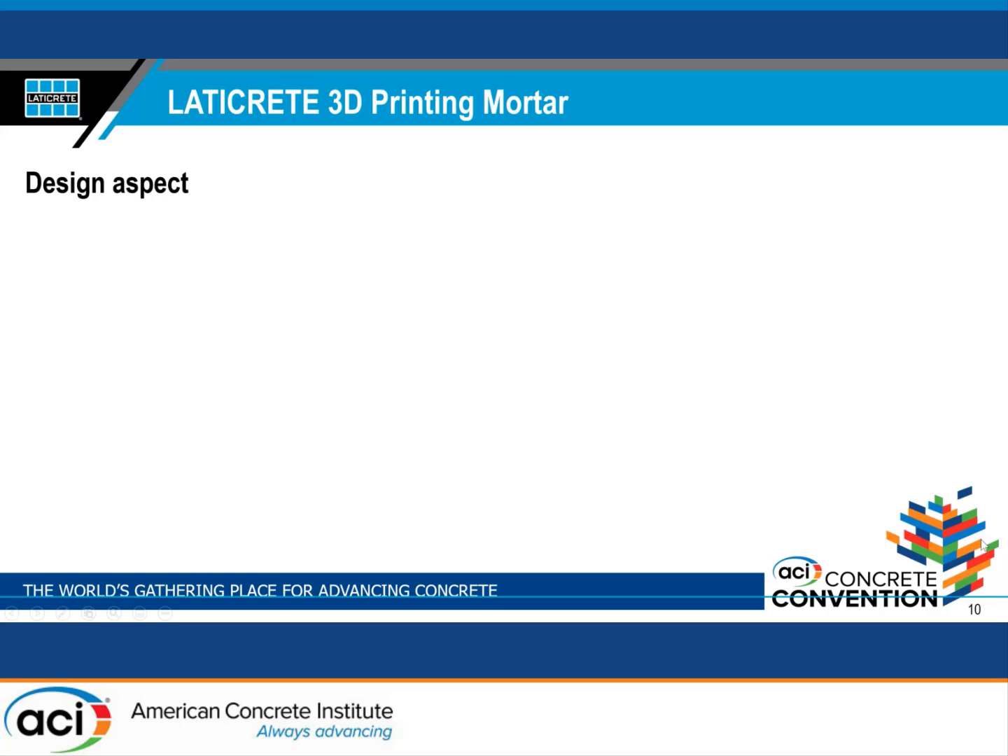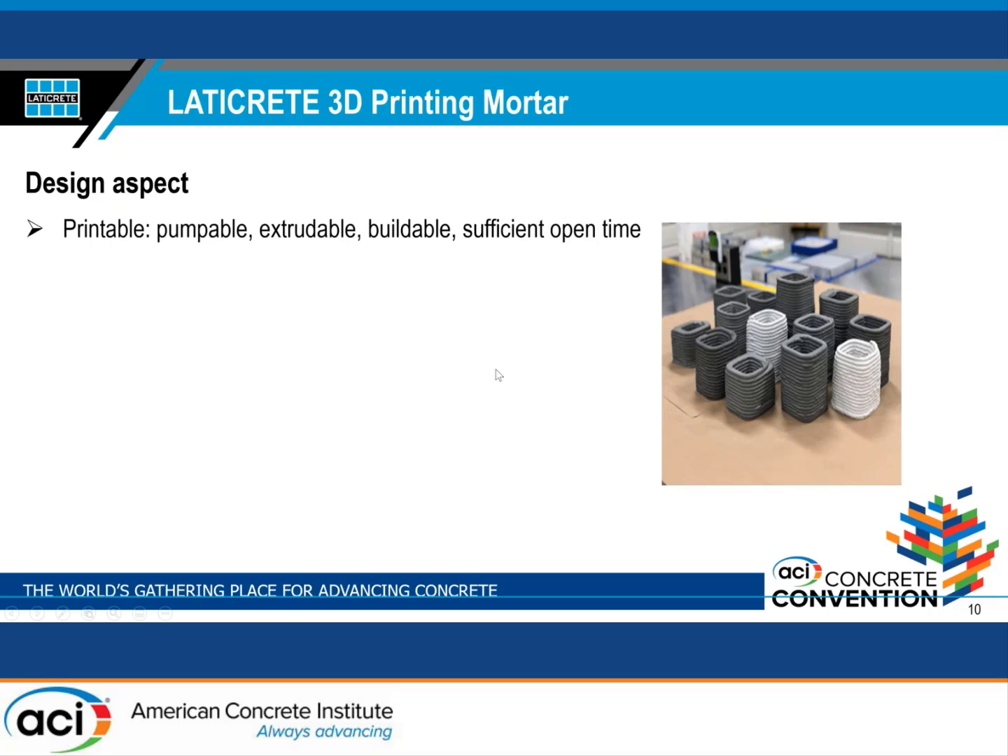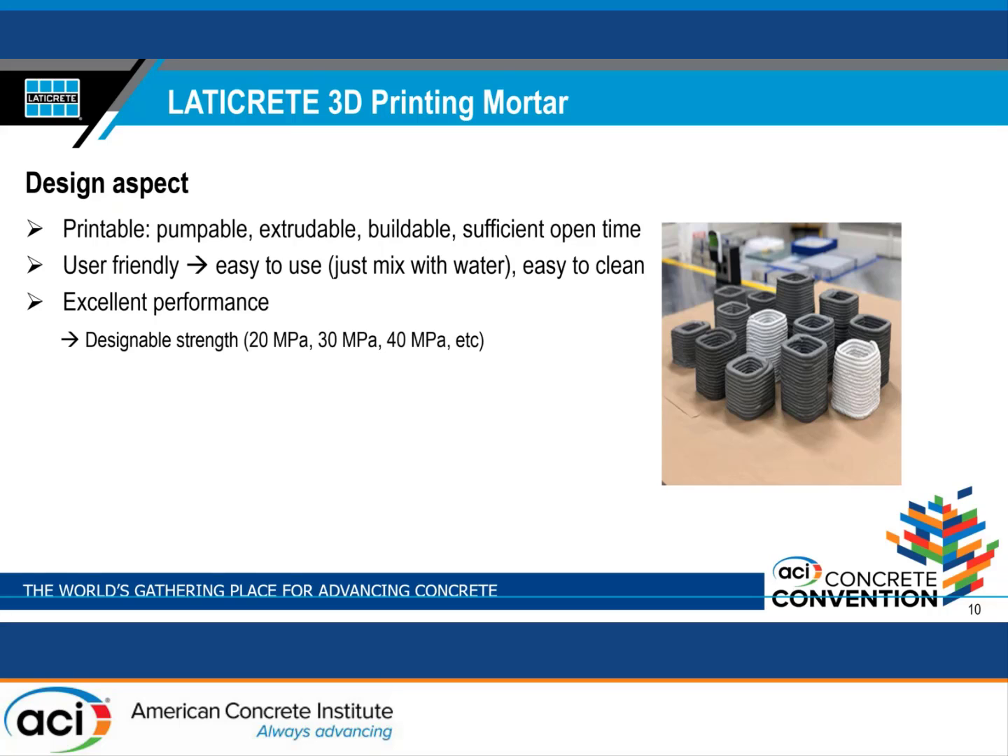So in Laticrete, we design our materials to assure that we only produce the best quality materials. Our 3D mortars are designed to be printable, easy to use, and adaptable to various types of 3D printers, pumps, and environments. Moreover, we can design our material according to the place and with different levels of strength to meet the requirements of a specific project. We also design materials to be durable.